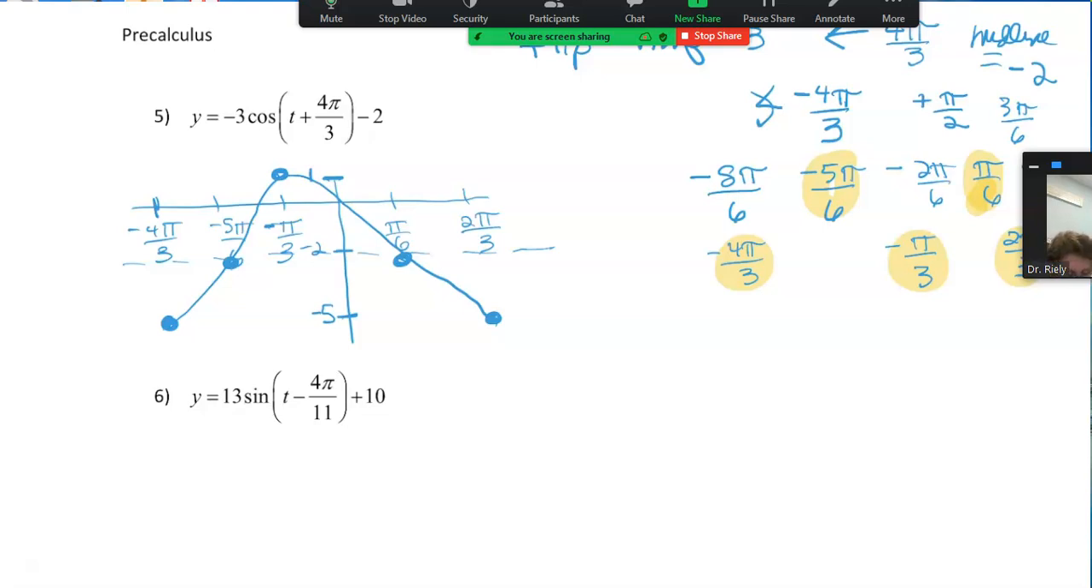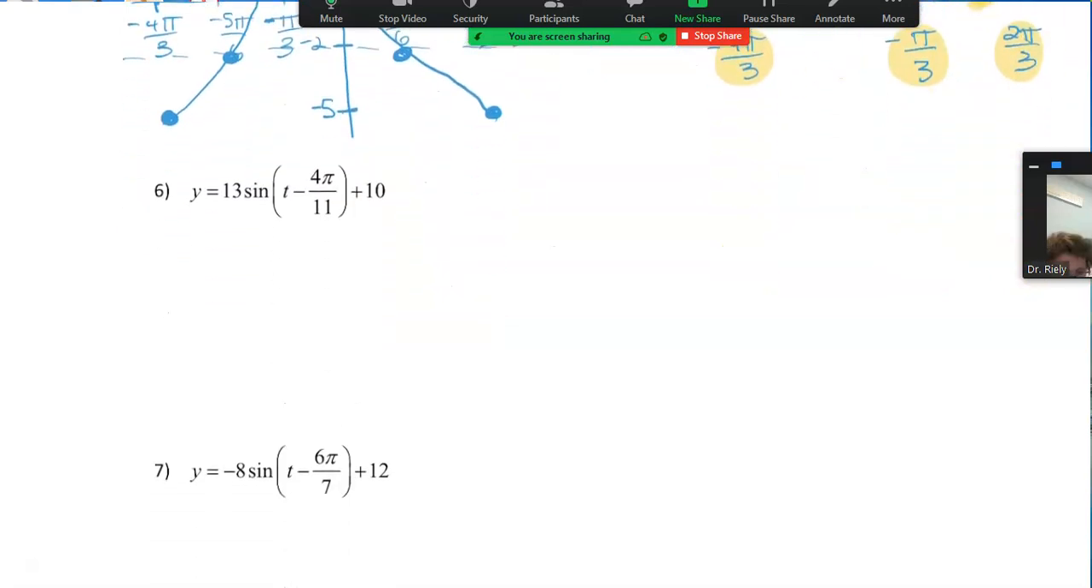Okay, next thing, let's go on to number 6. We've got 3 more problems to do. So looking at number 6, I see that I have several changes. Let's list them. My amp is 13. My midline is 10. And I'm going to start my shape over 4 pi over 11 from 0. That means that my first angle will be positive 4 pi over 11.